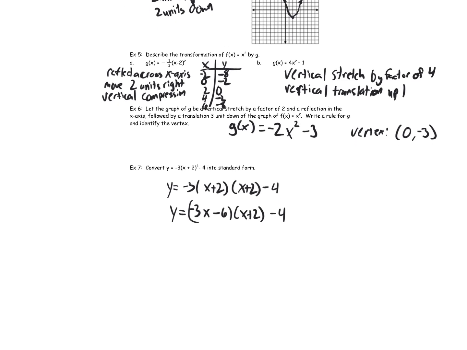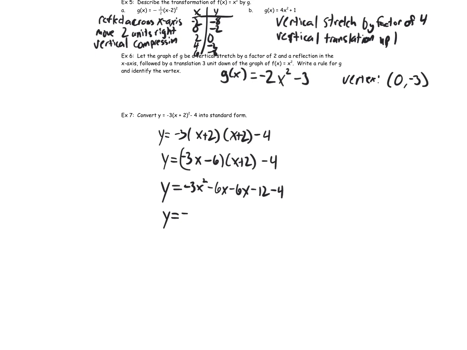Then I'm going to do FOIL, which means I'm going to distribute the negative 3x and the negative 6 to the x and the 2. So negative 3x times x is negative 3x squared. Negative 3x times 2 is negative 6x. Then I have negative 6 times x, so that's negative 6x. And negative 6 times 2 is going to be negative 12. So then I need to combine all these like terms. So I have negative 3x squared minus 12x minus 16. And that is how I would convert that into standard form.